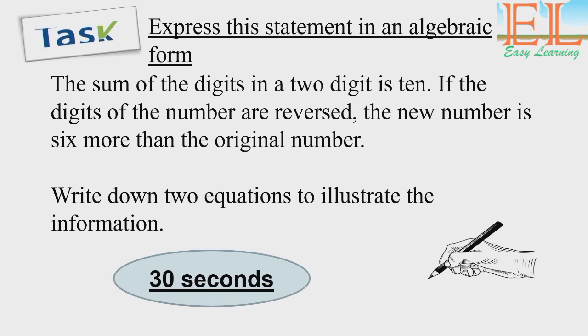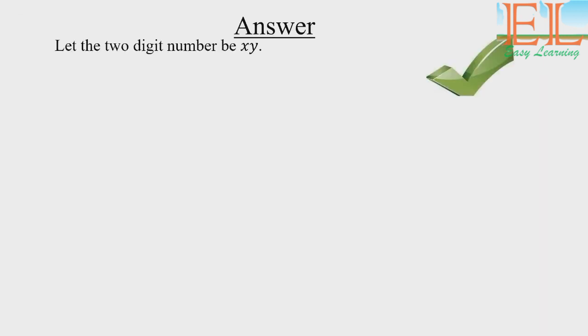Now let's look at my solution. I'll say let the 2-digit number be xy, where x is the tens and y is the ones. The reverse form of this number is yx. So when you reverse the digits, y becomes the tens and x the ones.